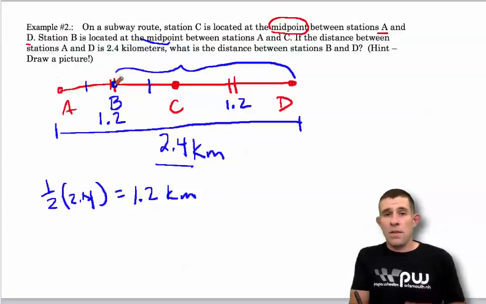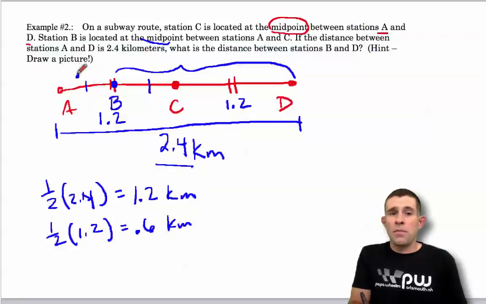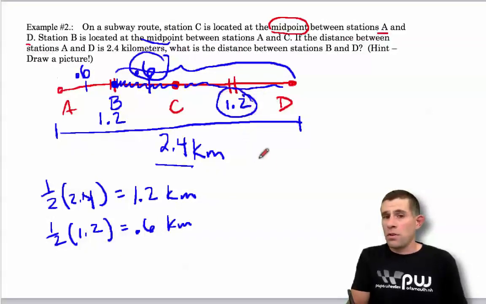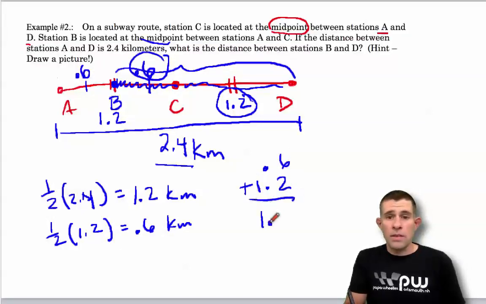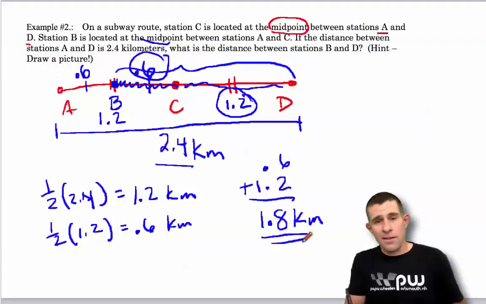Likewise, I know that B is the halfway point between A and C. So I'm going to take half of 1.2. When I take half of 1.2, I get 0.6 kilometers. Therefore, from A to B is 0.6, and from B to C is 0.6. Now, recall, I wanted to find the distance from B to D. Well, B to D is the addition of segment BC and CD. Therefore, I'm going to take 0.6 and add it to 1.2. So 0.6 plus 1.2 gives me 1.8 kilometers. So the distance from station B to D should be 1.8 kilometers.